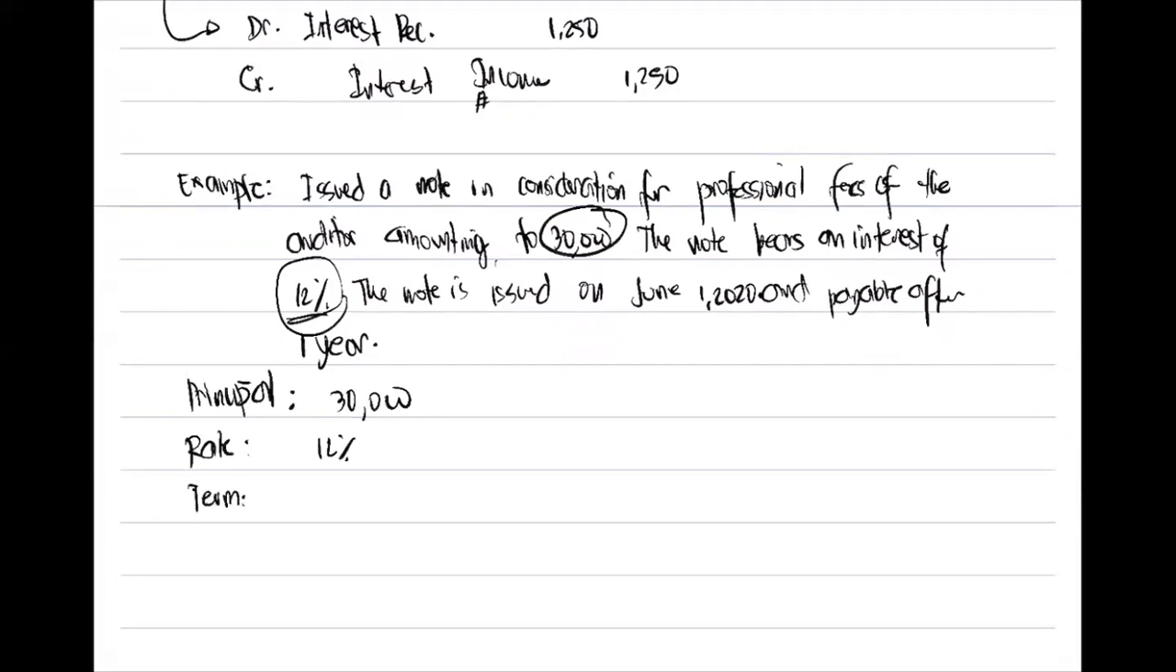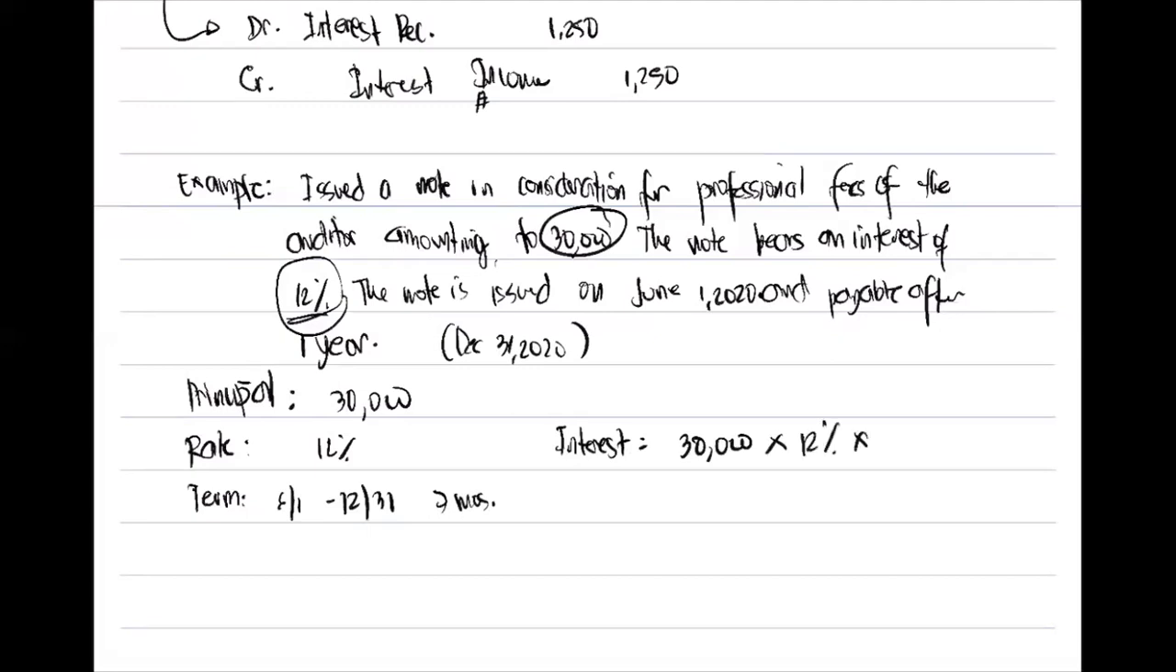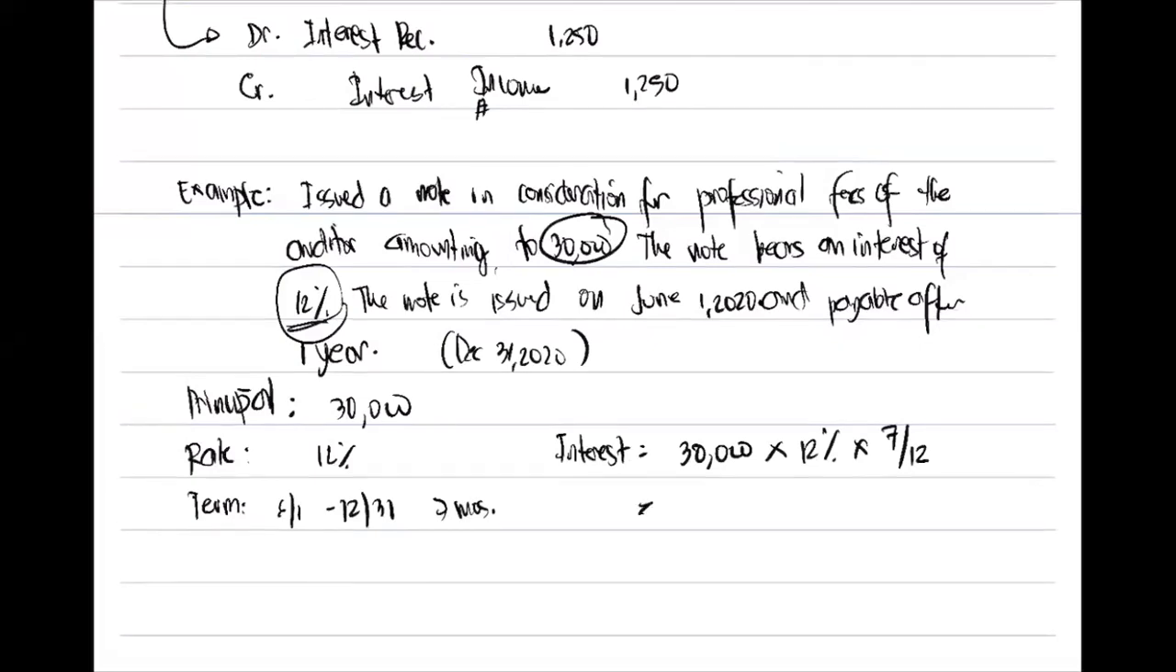That is the lapse of time from the time of issue up to the date of adjusting. So let's remember that our date of adjusting will be December 31, 2020. So the term will be from June 1 to December 31. So June, July, August, September, October, November, December. So 7 months. So we compute for your interest. Interest is equal to your 30,000 multiplied by the rate, 12%, multiplied by the term, which is 7 over 12. So what is the amount of our interest? So 30,000 times 12 times 7 over 12 will give us 2,100.